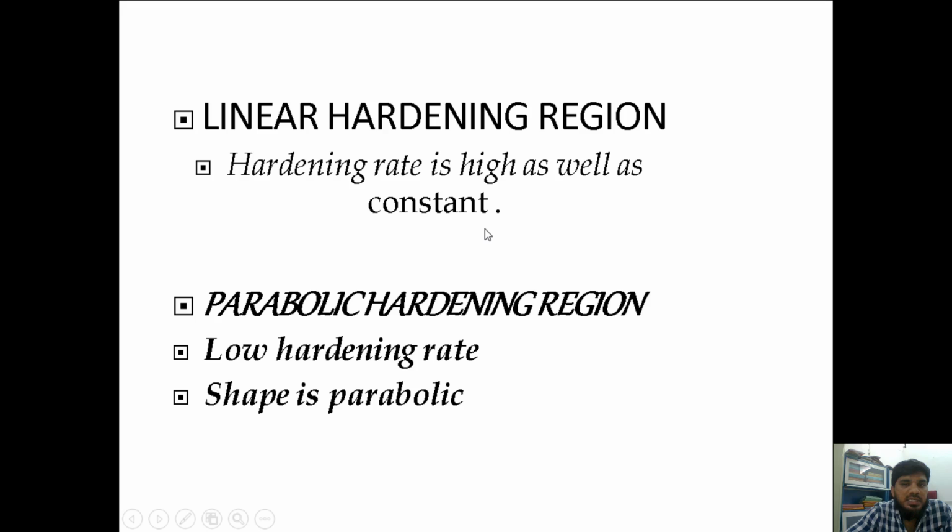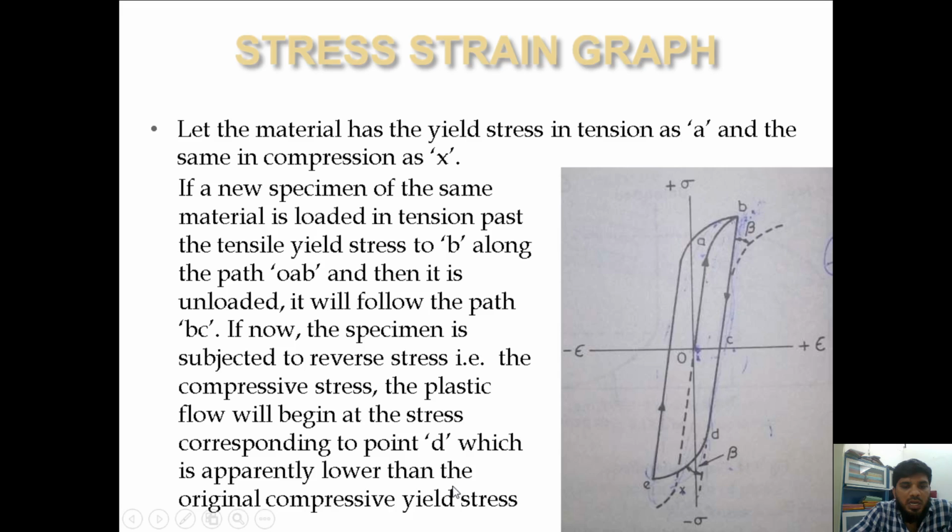So during the plastic region, it will not follow this path, it will directly come through this path. Again, I am applying the compression. If you still keep on increasing, it will go here. OAB, and then it is unloaded, it will follow the path BC. If now the specimen is subjected to reverse stress, meaning previously you gave tensile stress and now you are applying compressive stress, the plastic flow will begin at a stress corresponding to the load D. At this point itself, it will undergo plastic deformation in reverse, in compression, which is apparently lower than the original compression yield.